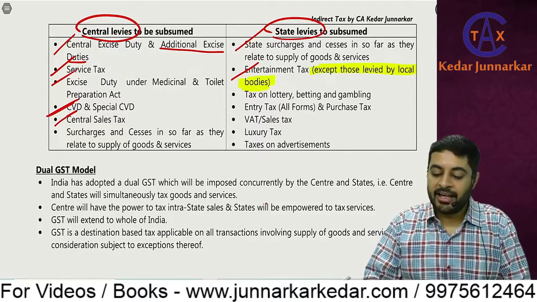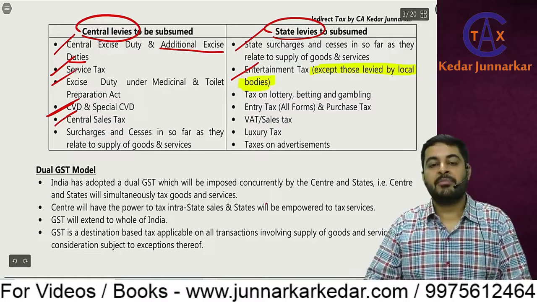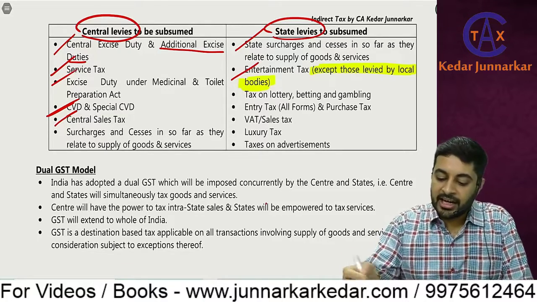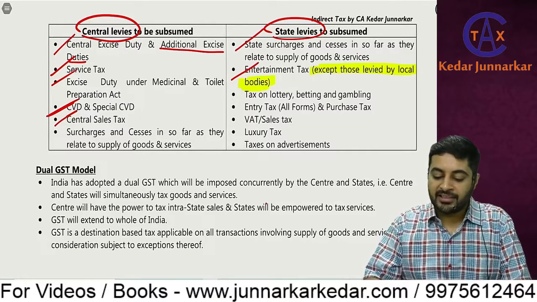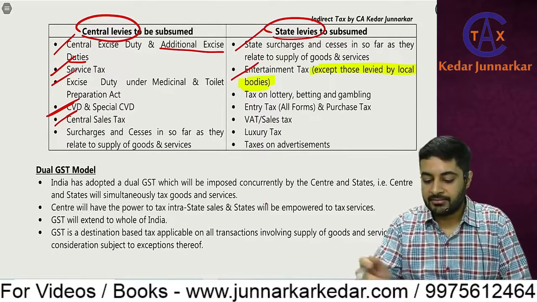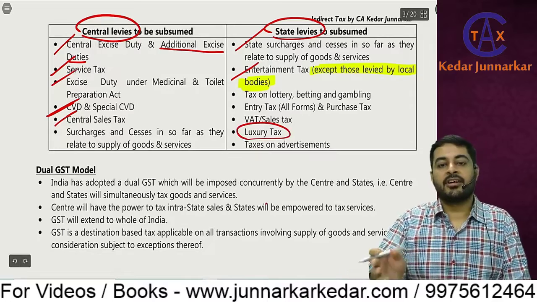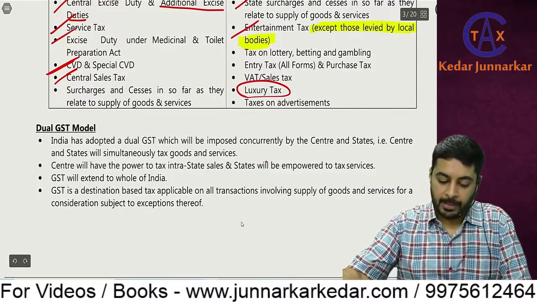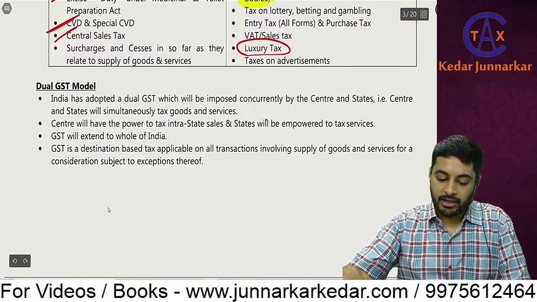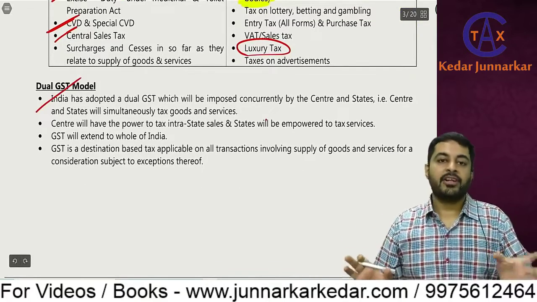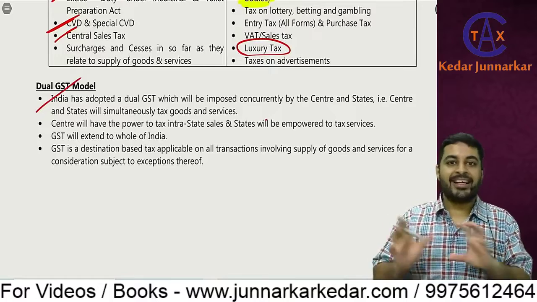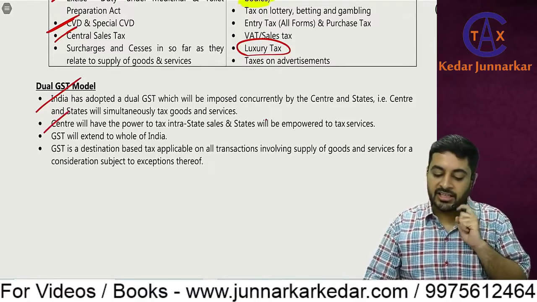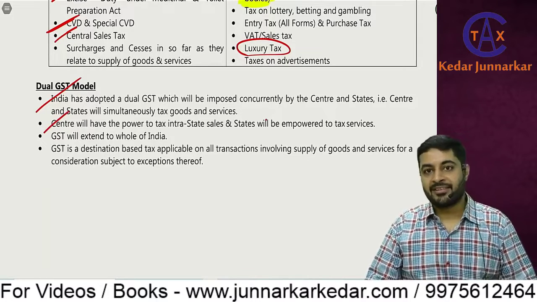Then tax on lottery, betting, gambling. So state VAT department had this tax, a separate tax. Now it has been brought under GST. Then entry tax, all forms, purchase tax, VAT, sales tax, luxury tax, and tax on advertisement. I explained this to you. Luxury tax was there for hotels. So these state levies were subsumed. Then dual GST model. I think I explained this to you. India has adopted dual GST, which means both central and state government will get half of the taxes. Central will have power to tax intrastate sales, and states will be empowered to tax services.